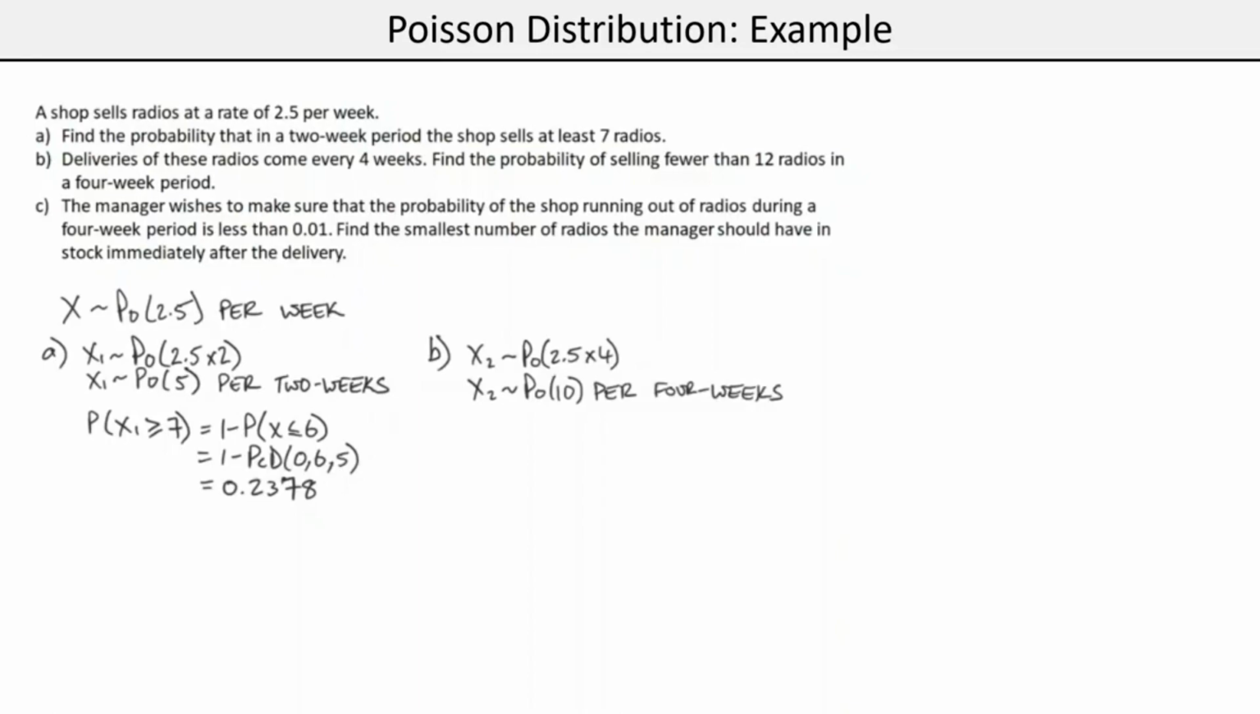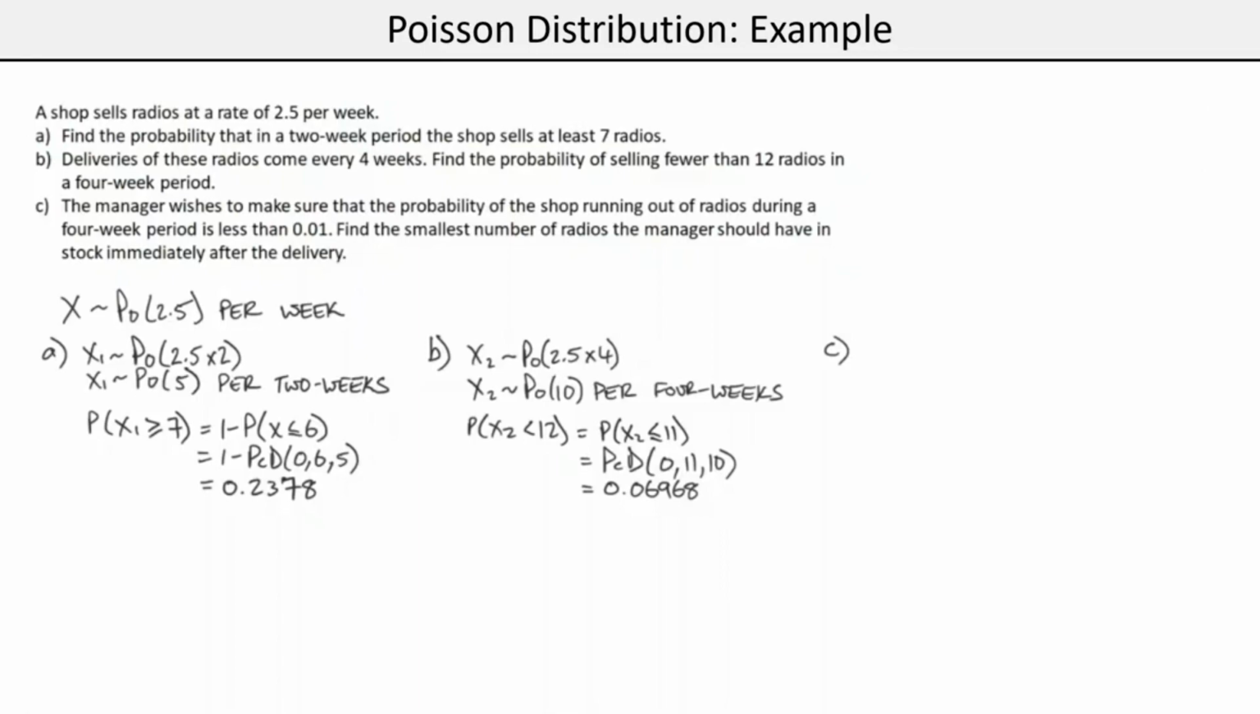We're finding the probability of selling fewer than 12. So the probability X2 is less than 12. Straight away, I'm going to rewrite that. Probability X2 is less than or equal to 11. I'm sure you know what goes in your calculator. PCD, 0 for your minimum, 11 for your maximum, and 10 for your parameter. 10 for lambda. We get 0.06968.